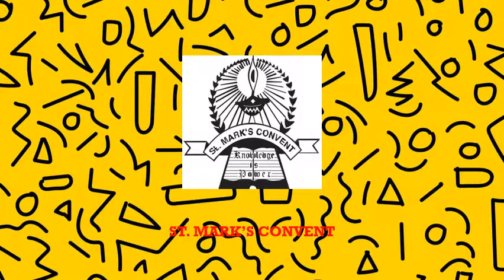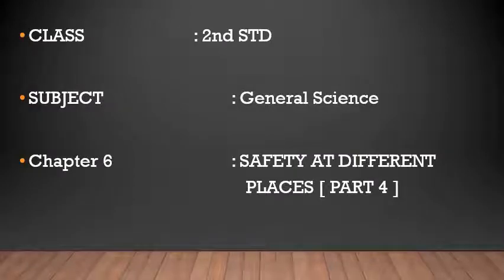This is Aishwarya. The following video is for class 2, subject General Science, chapter 6, Safety at Different Places, part 4. In part 1 and part 2 and part 3 of this lesson, we learned about safety in different places. What is safety? Being safe from accidents.